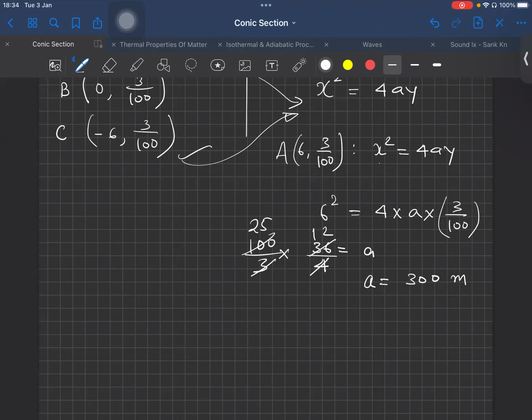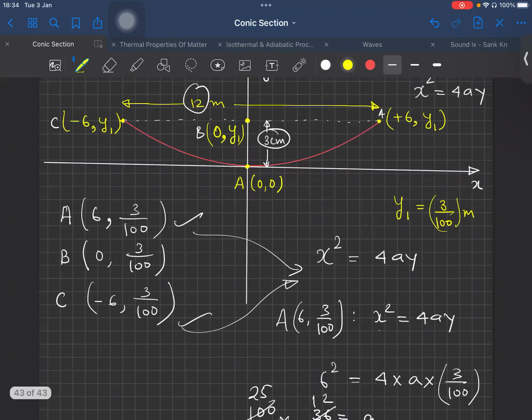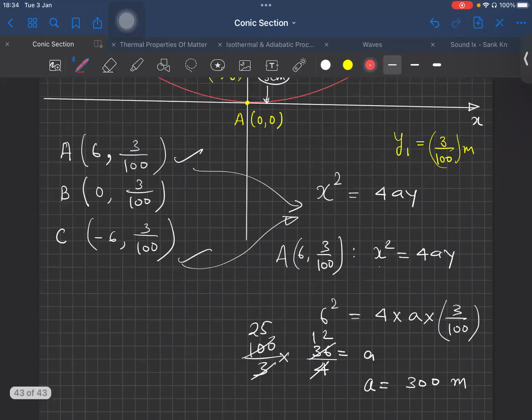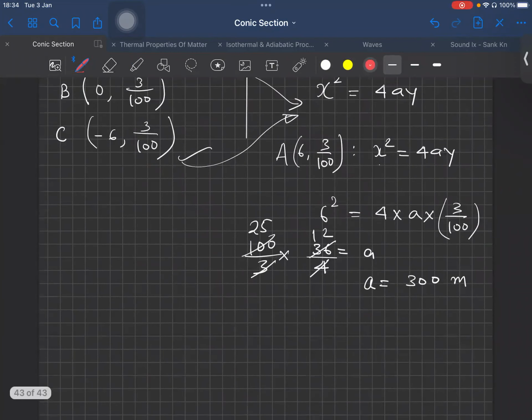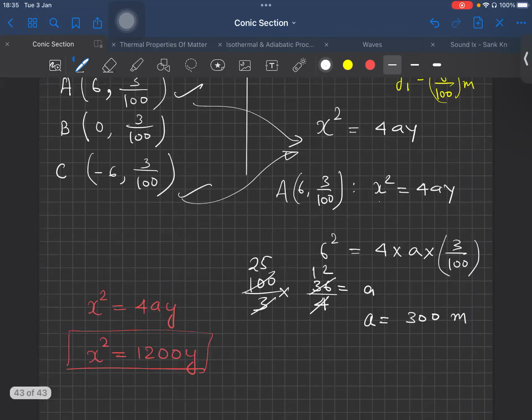Now, you have got the parabola. What parabola have you got? This red curve is the equation of parabola, x square is equal to 4ay, right? Now the value of a is known. So x square is equal to 4 times 300, which is how much? 1200. Yes, sir. 1200y. So this is the parabola. Now what do you need to find out? Let's read the problem.